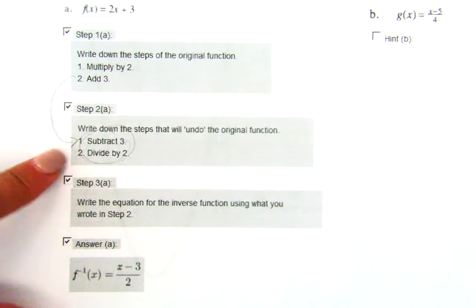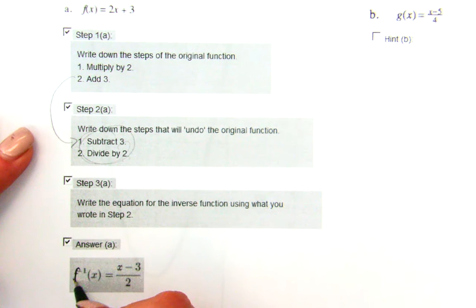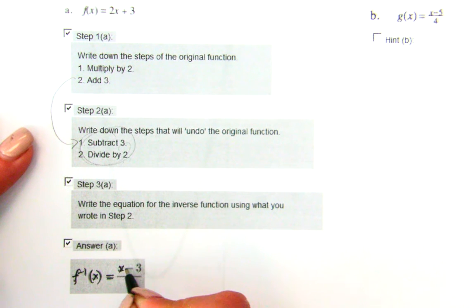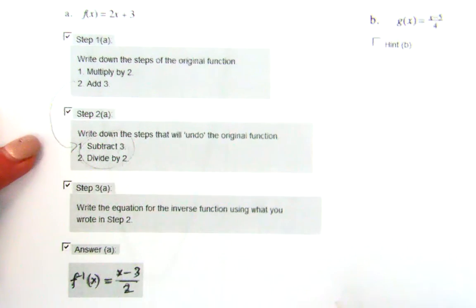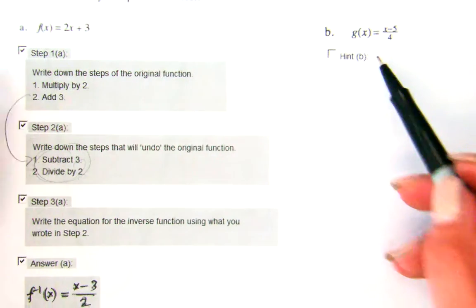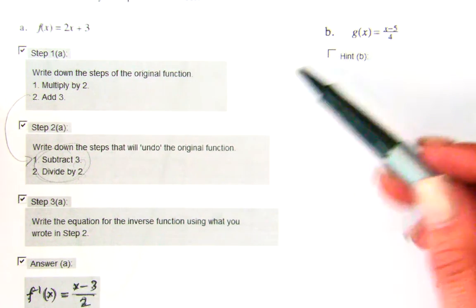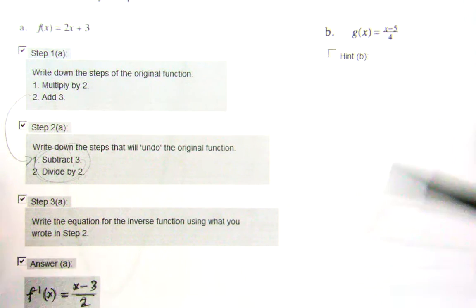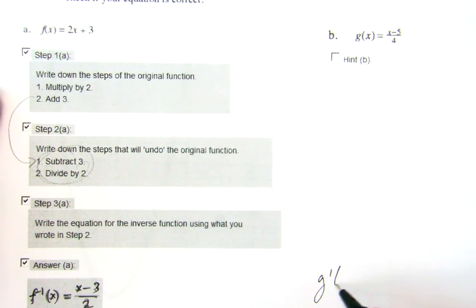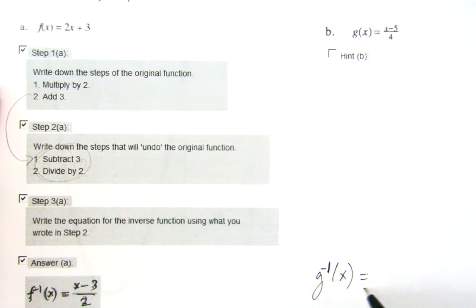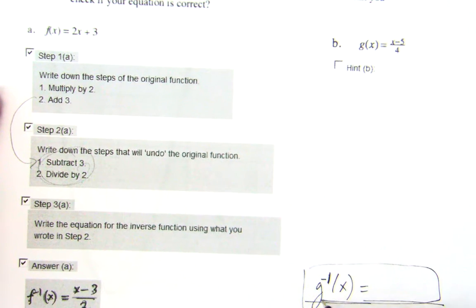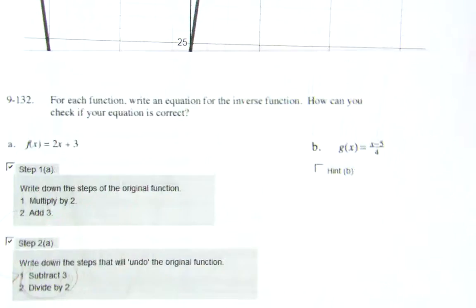So your inverse function of your original, f inverse of x is equal to x minus 3 divided by 2. Okay, and you need to do the same thing for b. Please write down the steps of what you're doing first, and then the undoing steps, and then your last thing is going to be g inverse of x is equal to, and then write your equation down in here. All right, that was 132.